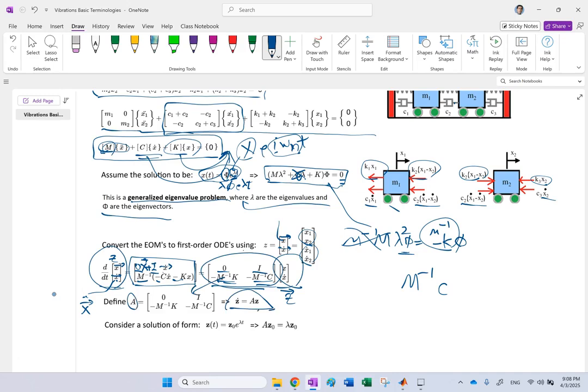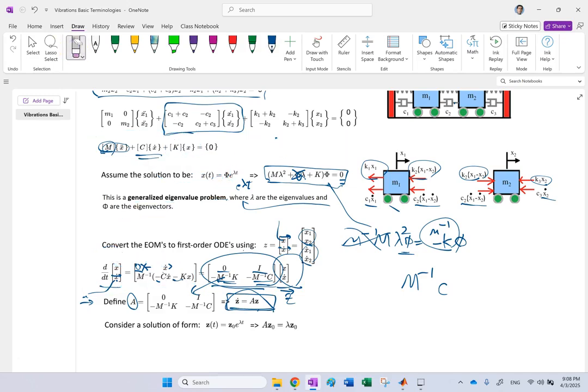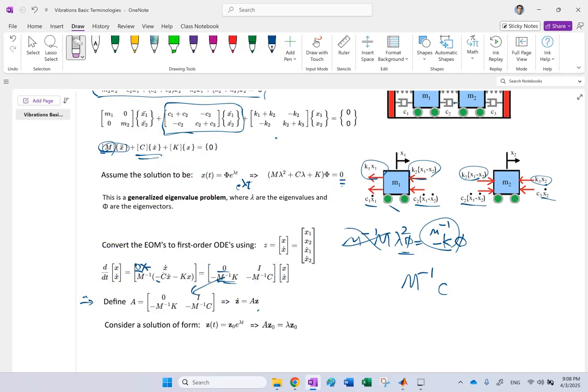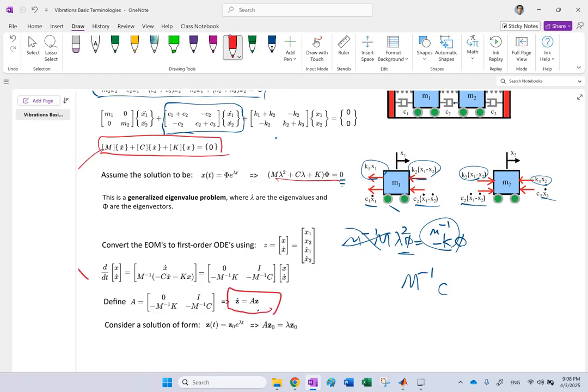So now I have written my original ODEs, which were in this format. Okay. I started with this, which led to this one and not easy to solve. I converted that into this, which is much easier to handle with this A matrix.